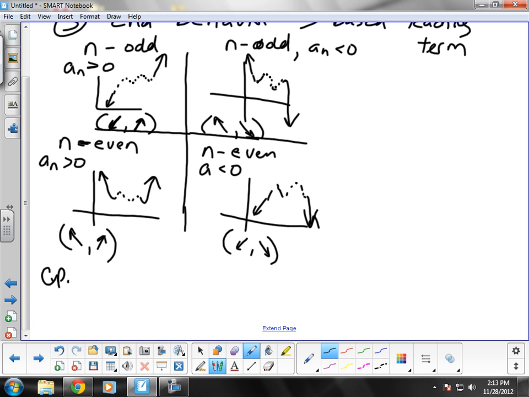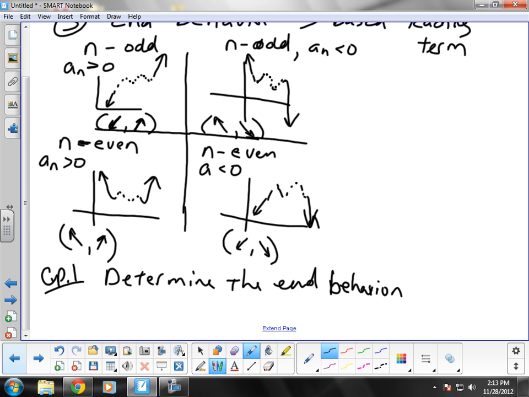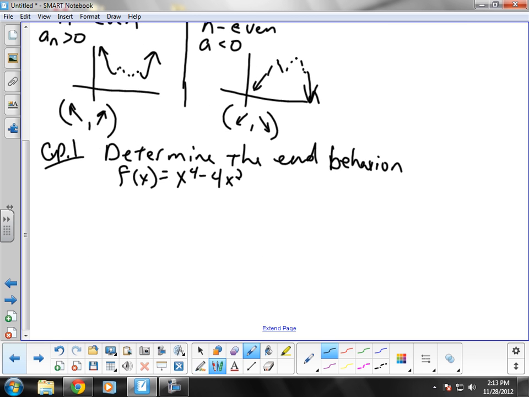So checkpoint 1. They want us to determine the end behavior of f of x equal to x to the 4th minus 4x squared. Determine the end behavior. Remember, I look at just the leading term. So which one's the leading term? X to the 4th. The exponent is what I look at first.